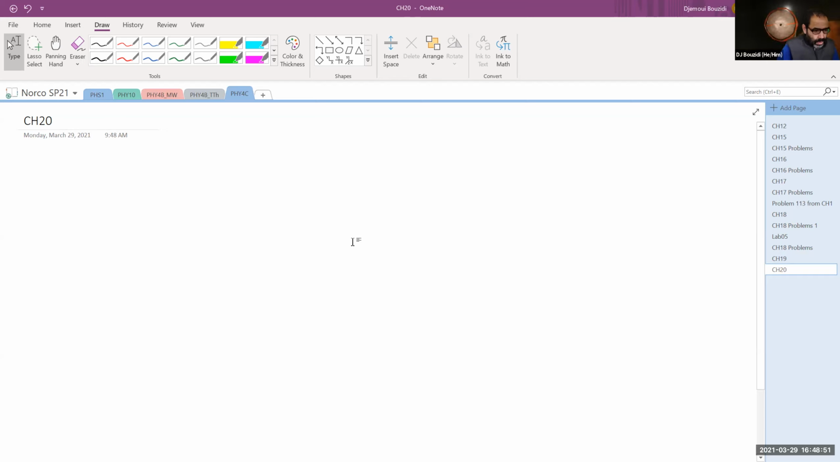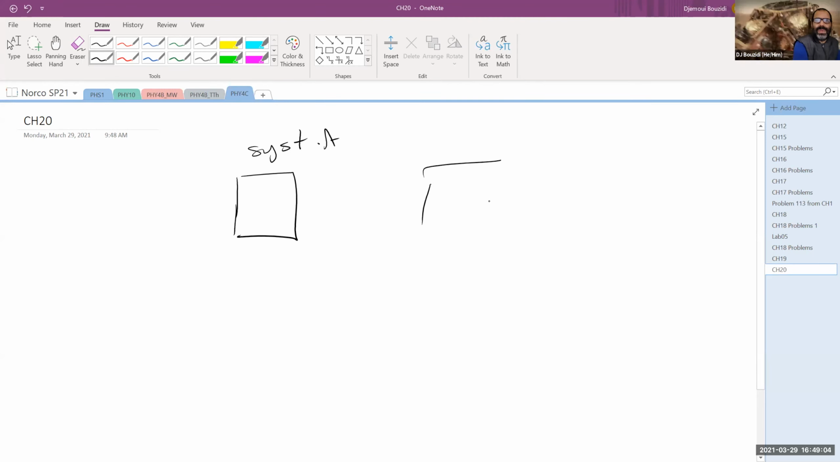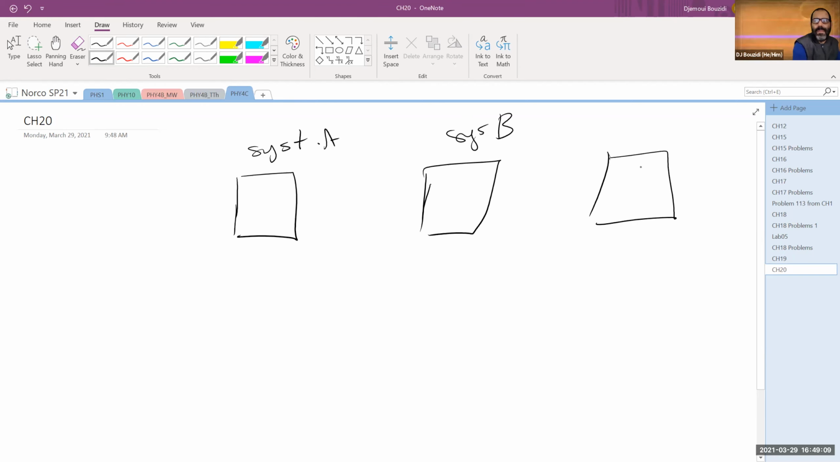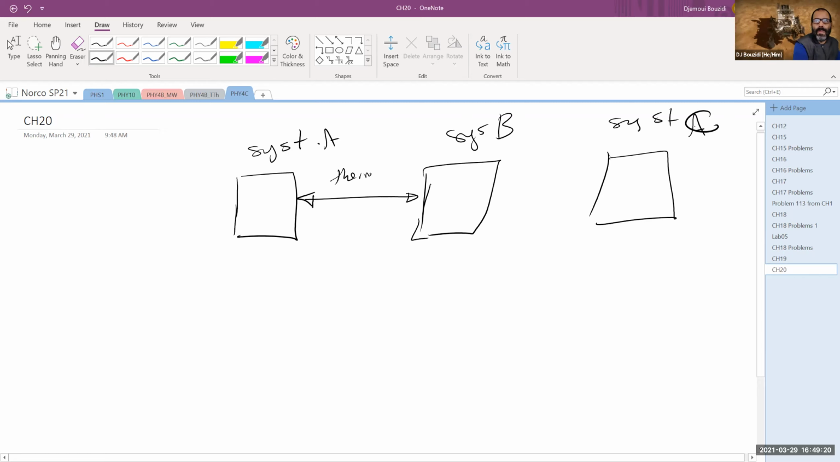So we know about the Zeroth Law. That's what actually allowed us to measure temperature. Basically, this is what the Zeroth Law is. It says that you have a system A, and you have a system B, and you have a system C. It says that if system A and system B are in thermal equilibrium, and system C and system B are also in thermal equilibrium.